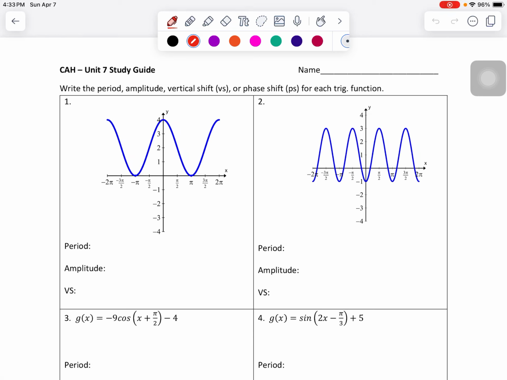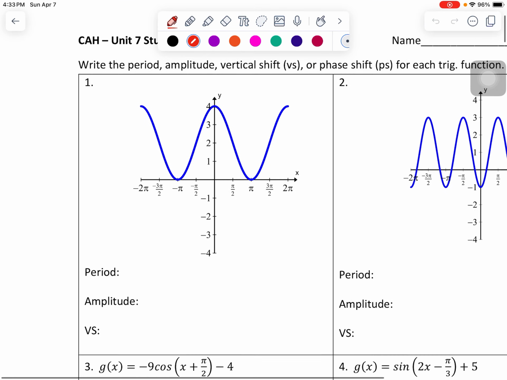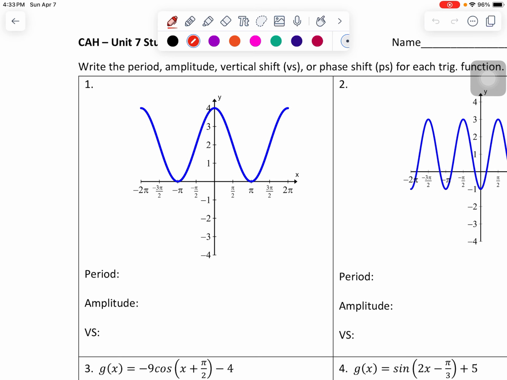All right, folks, I'm going to start going through the Unit 7 study guide. This video will be page 1, so whatever's on page 1 is what I'm going to get through. So question number 1, I've given you a lovely graph, and it says to find the period, amplitude, vertical shift, or phase shift for each function.